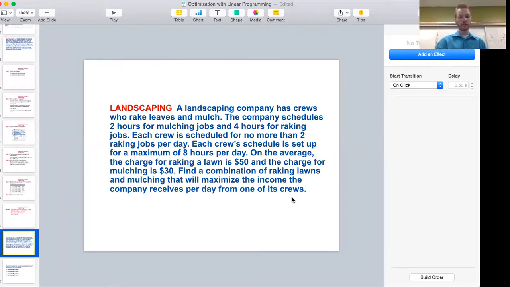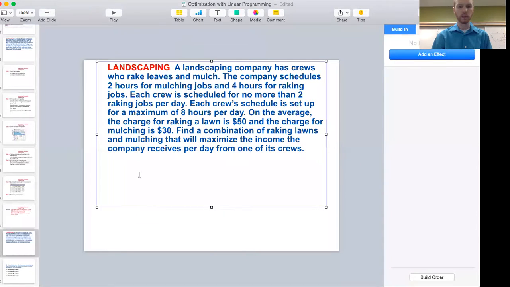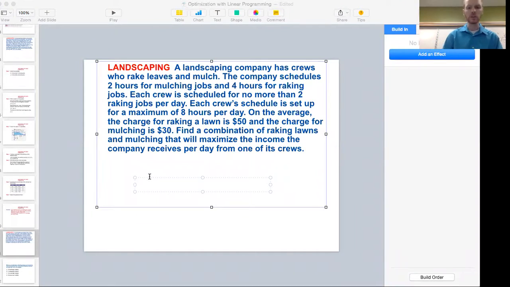Another landscaping type of job, and I encourage you, pause the video and try this out for yourself. It says here, a landscaping company has crews who rake leaves and mulch. The company schedules 2 hours for mulching jobs, 4 hours for raking jobs. Each crew is scheduled for no more than 2 raking jobs per day. Each crew's schedule is set up for a maximum of 8 hours per day.